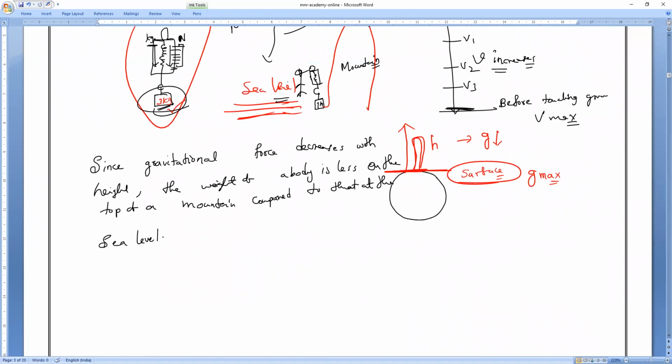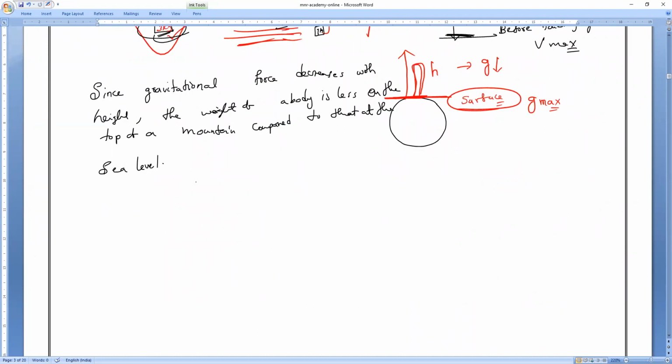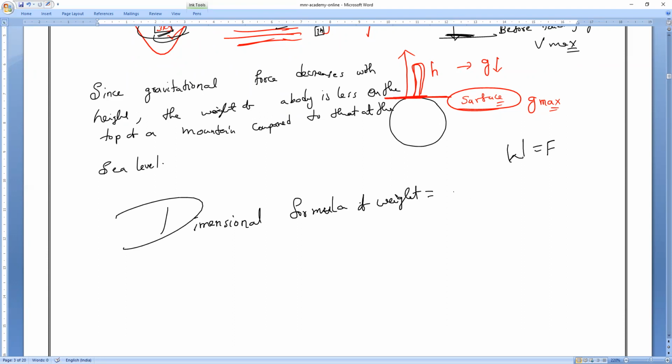Now my important question to you: what is the dimensional formula of weight? Anybody can tell fast. Weight equals force, so the dimensional formula is also the same. Weight is equal to force, M to the power 1, L to the power 1, T to the power minus 2. Very good. How to write the dimensional formula?